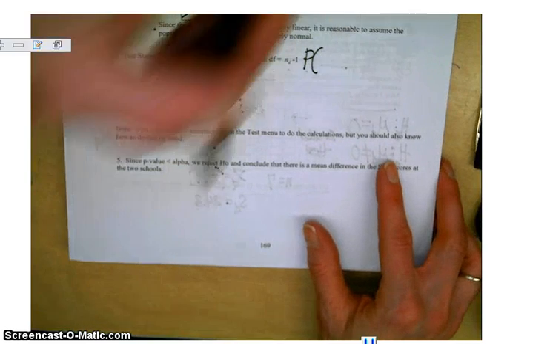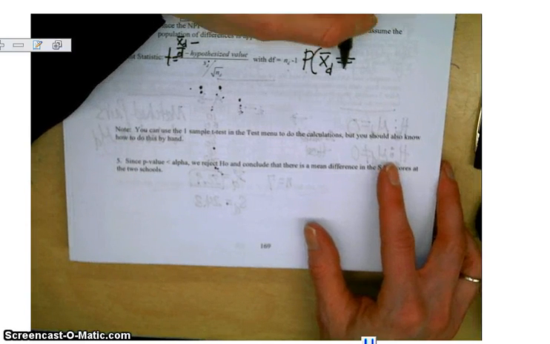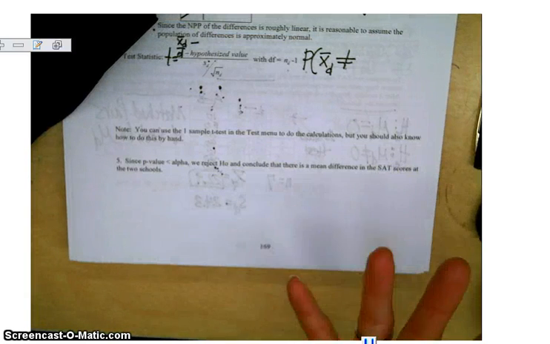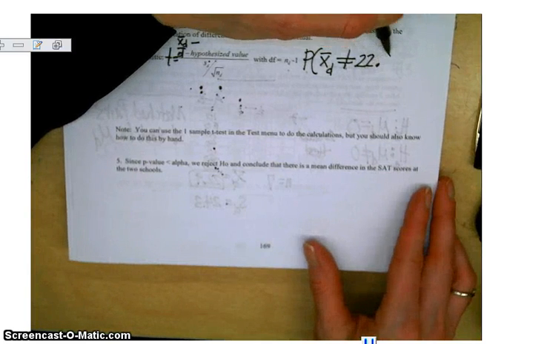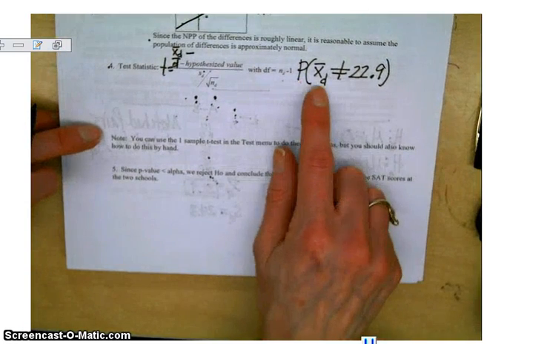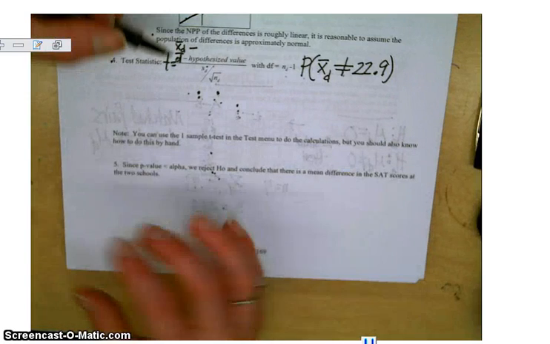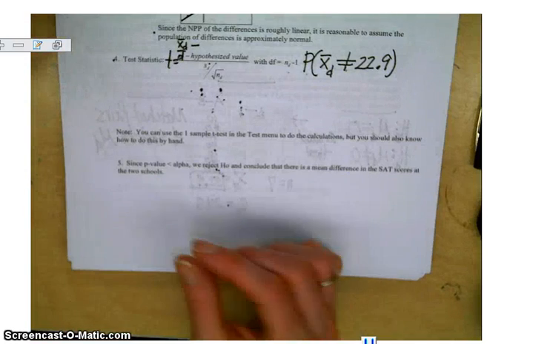So we are going to go through our entire p-value. So first of all, the probability that our observed difference, x bar of the difference, is not equal to our test statistic, our observed value, our sample value, 22.9. So what is the probability that our mean difference is not equal to 22.9? Okay, now we can't do a not equal to probability if we're going to work it all out. So what we have to do is we have to say 2 times.